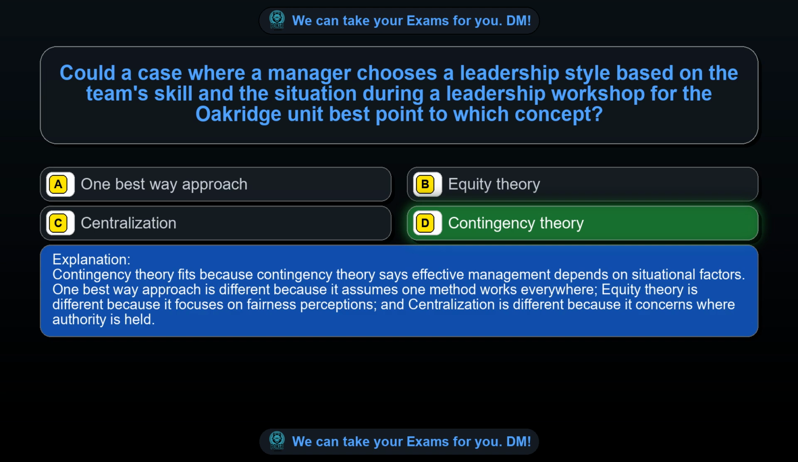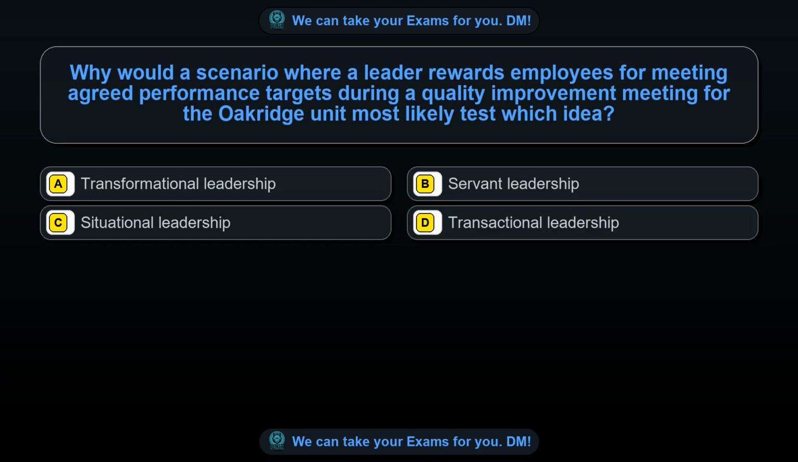Contingency theory fits because contingency theory says effective management depends on situational factors. One best way approach is different because it assumes one method works everywhere. Equity theory is different because it focuses on fairness perceptions, and centralization is different because it concerns where authority is held.